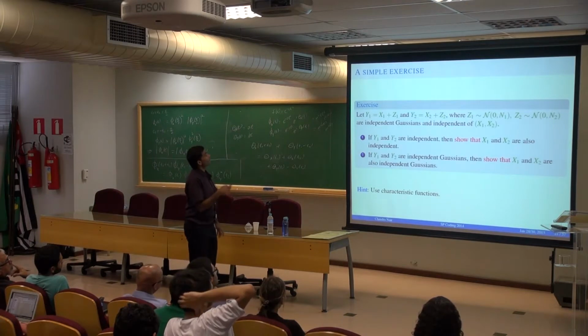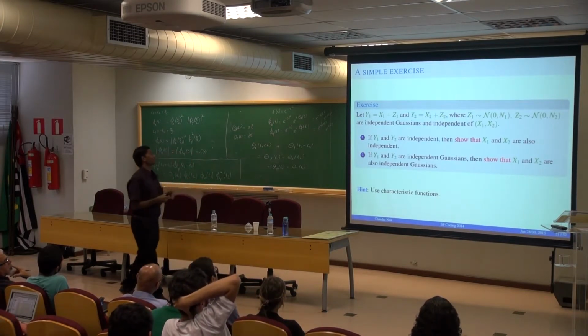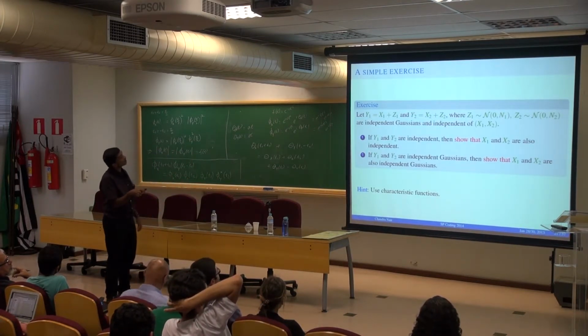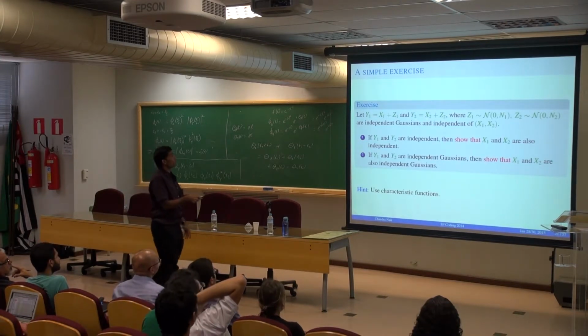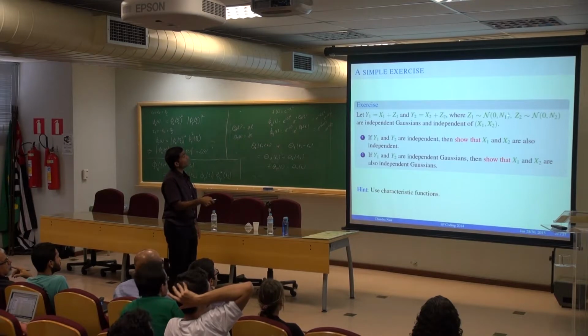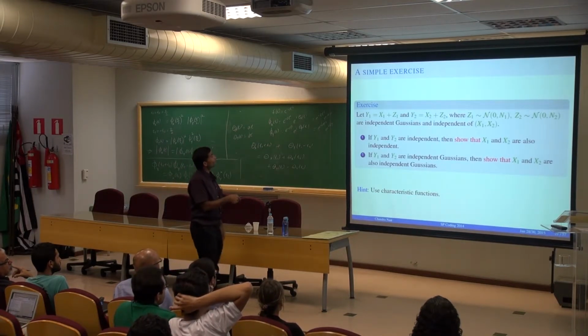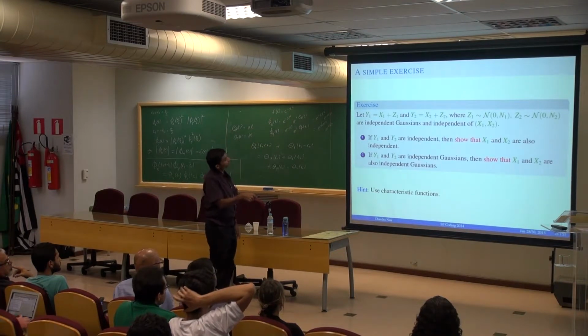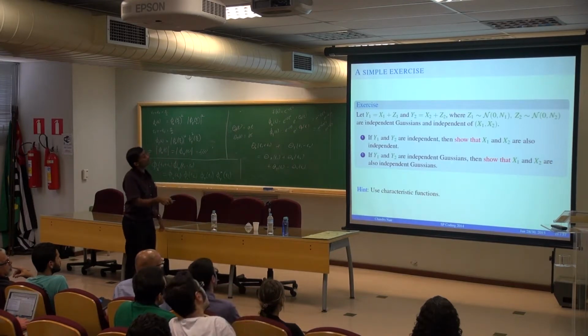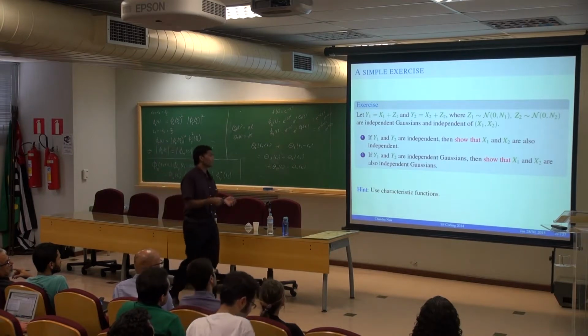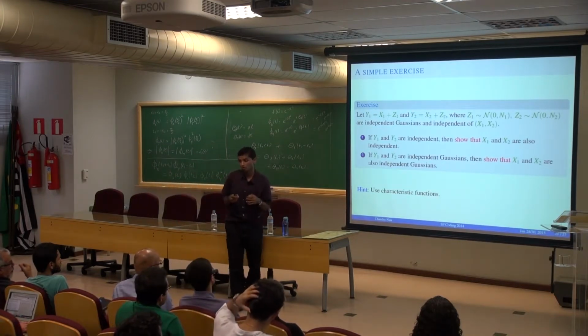So here's a simple one. I think you should do this just to get familiar with characteristic functions. Here's the claim: if y1 is x1 plus z1 and y2 is x2 plus z2, where z1, z2 are independent Gaussian noise, I want you to show that if y1, y2 are independent, then x1, x2 are independent. It's a very simple exercise, but it's a good way to get a feel for characteristic functions. If y1, y2 are independent Gaussians, then show that x1, x2 are independent Gaussians. If you use the characteristic function, it's a simple exercise, but it's a good thing to know.